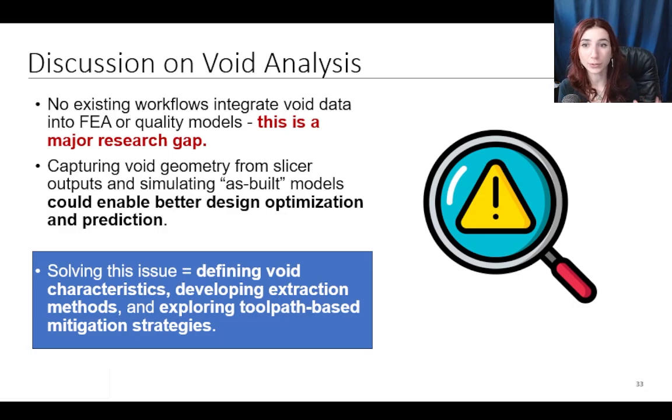Capturing void geometry from slicer outputs and simulating as-built models could enable us to design and predict our part performance a lot better. So solving the issue here would include defining void characteristics, developing methods to extract this void data, as in location, centroid, size, and then further using that data to explore toolpath-based mitigation strategies, whether that's gap fill, or varying raster angle within a layer.